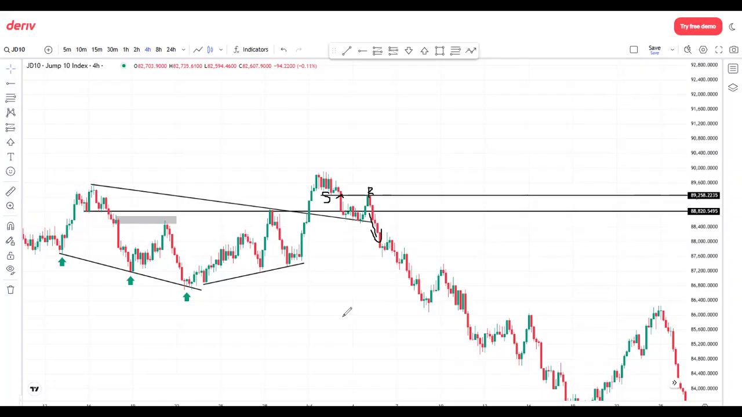So what is more important, guys, is to understand the direction of the market first and then take trades that correspond with the direction of the market. That's where you'll start seeing the magic.